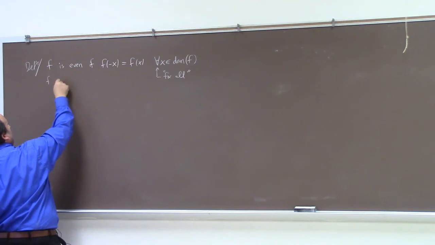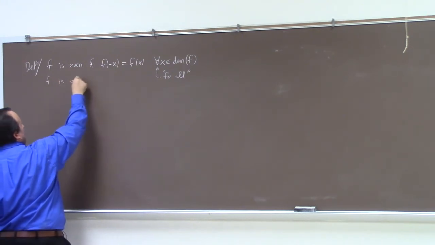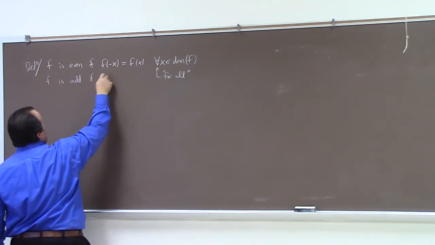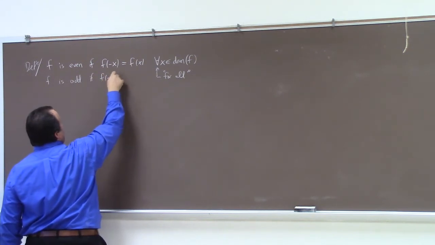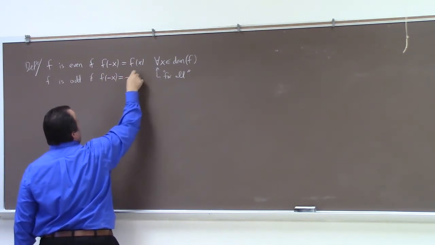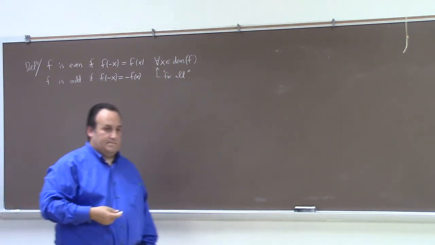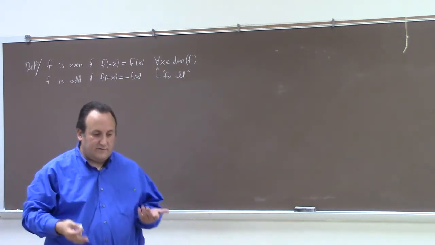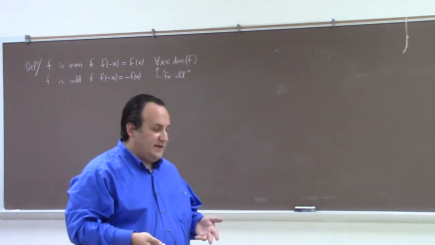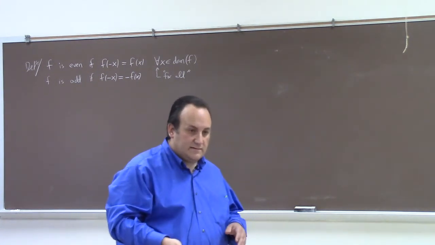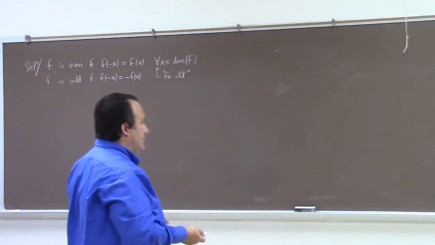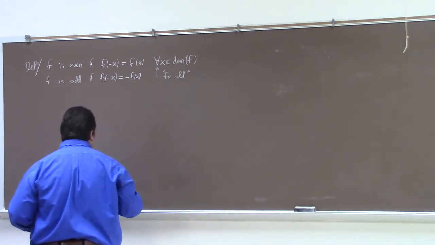f is odd if f of minus x is equal to minus f of x for all x in the domain of f. So you have odd functions, you have even functions. Generally speaking, functions are neither even nor odd. Here are a few quick examples.